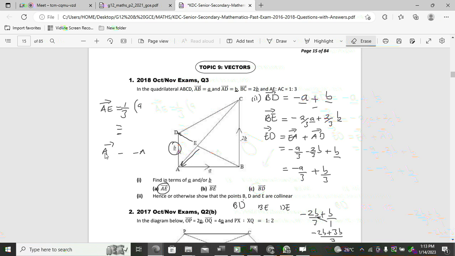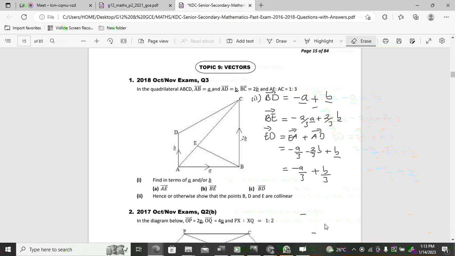Now, after you find this, to show that they are collinear, you need to show that they are multiples of each other. What I mean by multiple is a number that can go into a number. That's a multiple. Okay? So we are going to say, look at this.